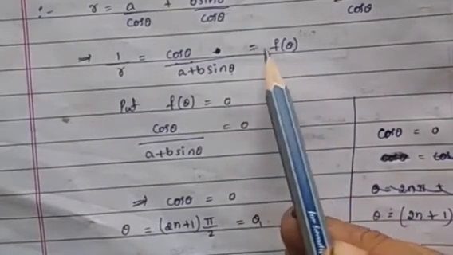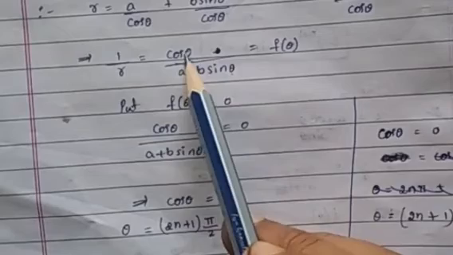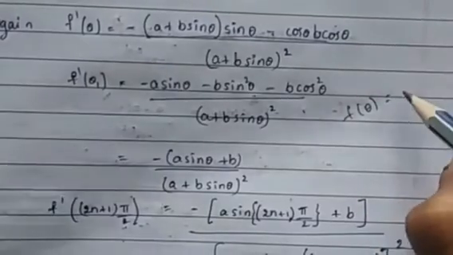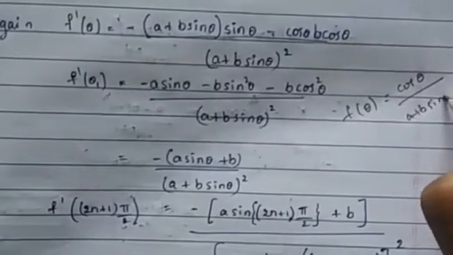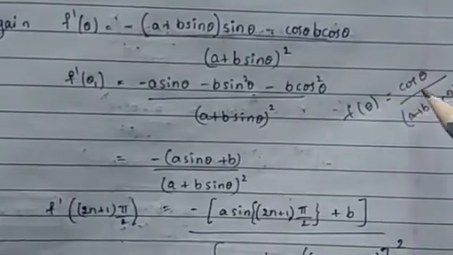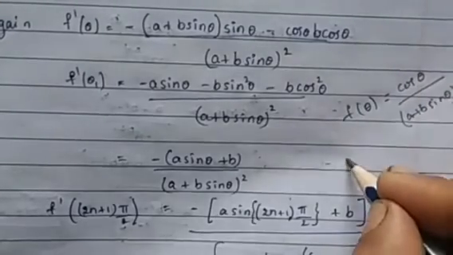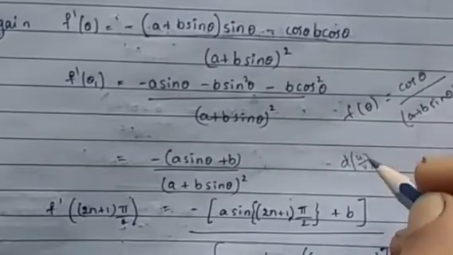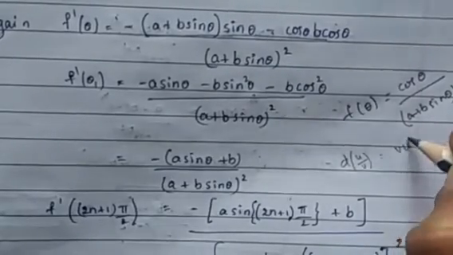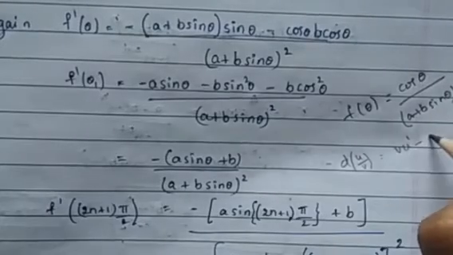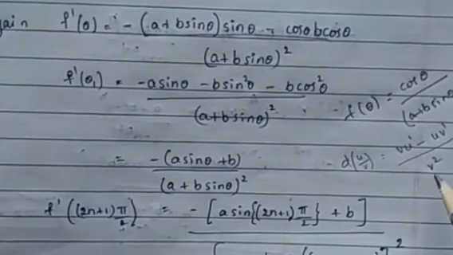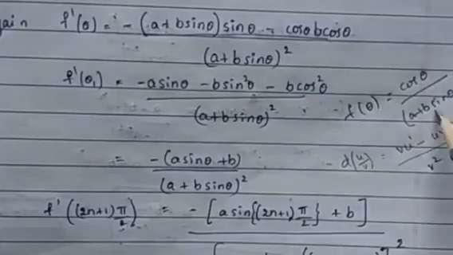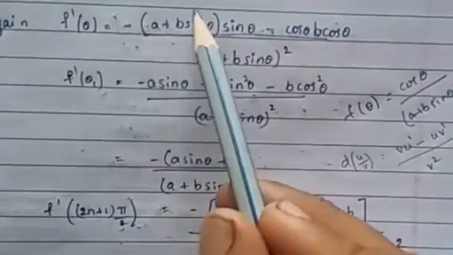Next we find f dash of theta. F dash of theta is nothing but differentiation of f of theta. F of theta is cos theta by a plus b sin theta, which is of the form u by v. What is differentiation of u by v? Differentiation of u by v is v into u dash minus u into v dash, divided by v square. We have to apply this format. First, v means a plus b sin theta, a plus b sin theta is as it is.